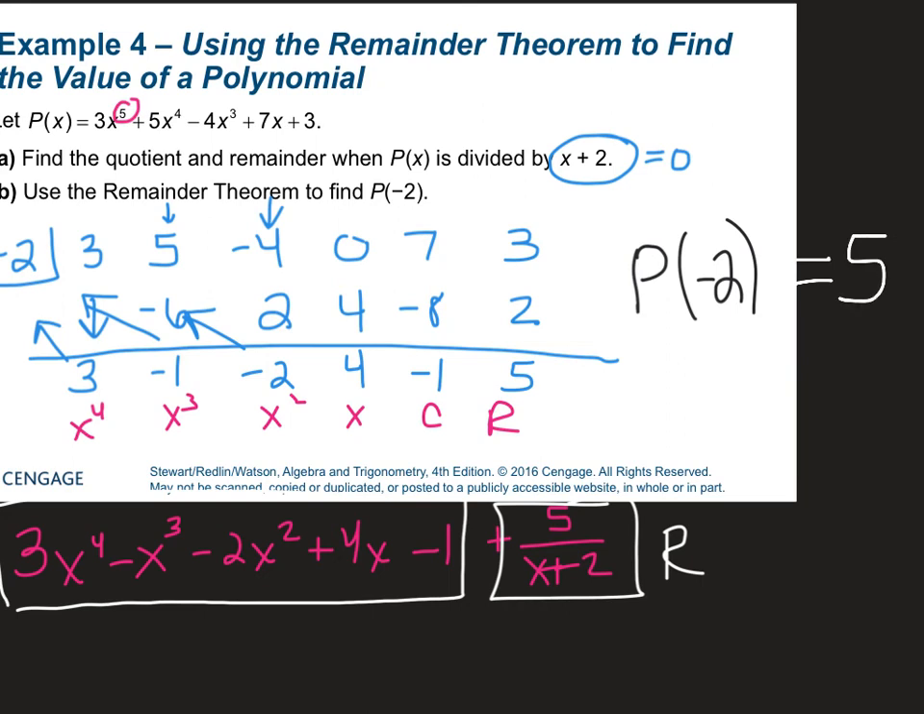When they say use the remainder theorem, they want you to do synthetic division, but the only thing they care about is the remainder. That's it. So if you have a question that says using the remainder theorem, you do all of the synthetic division, but the only thing that matters is the remainder. Make sense?